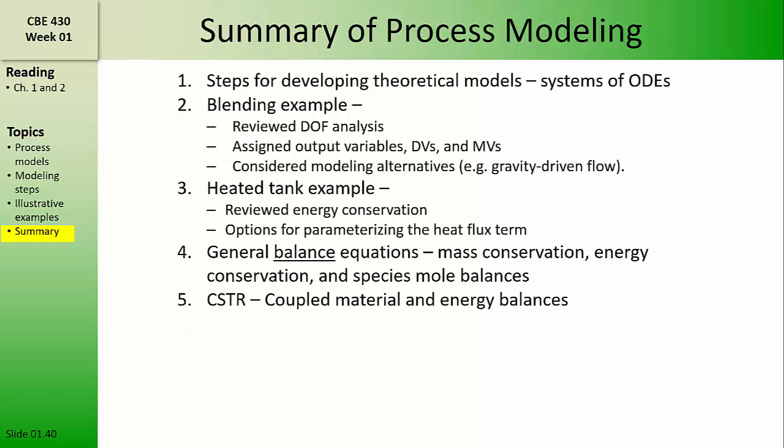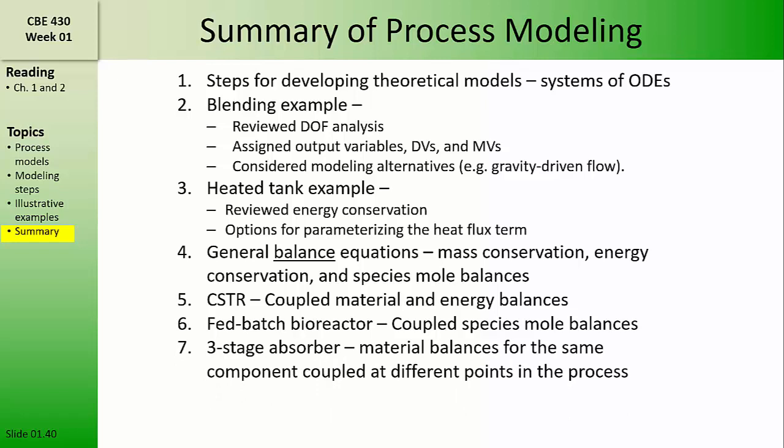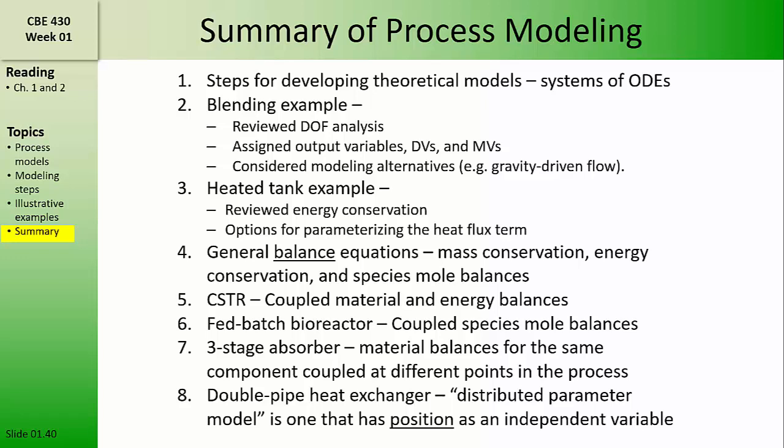The CSTR example showed us how we can model a process using coupled material and energy balances, and the fed batch bioreactor was an example that involved multiple species balances. The 3-stage absorber provided us with an example for material balances for the same component coupled at 3 different points or 3 different stages in the process. And the double pipe heat exchanger is an example of what we call a distributed parameter model, one that has position as an independent variable, and these often result in partial differential equations.